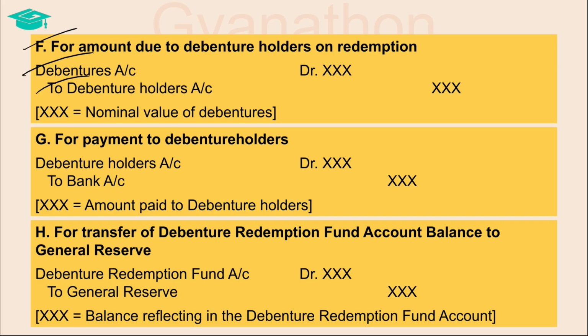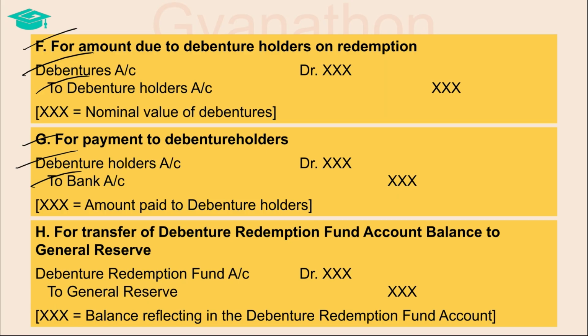Next, the company pays the amount due to the debenture holders by debiting the debenture holders account with the amount paid to them. The corresponding credit is given to the bank account. The debenture holders account is debited since the liability against them is being discharged. The bank account is credited since money is going out of the company to the debenture holders.